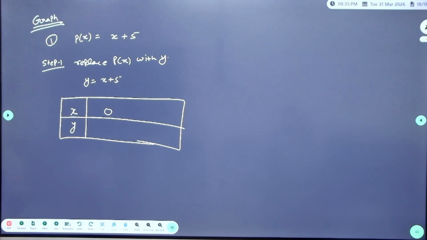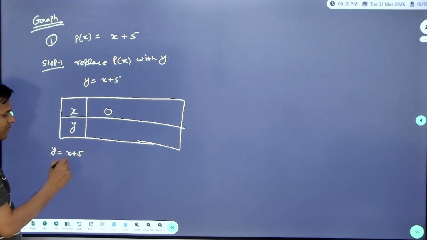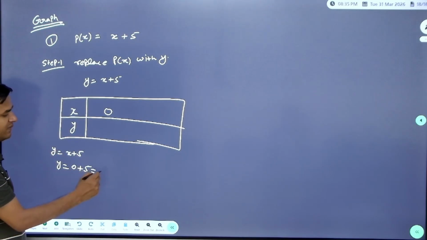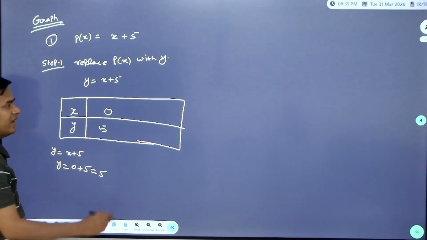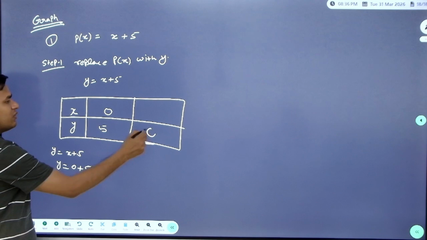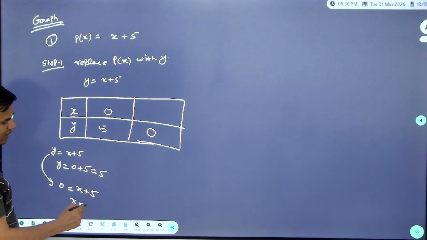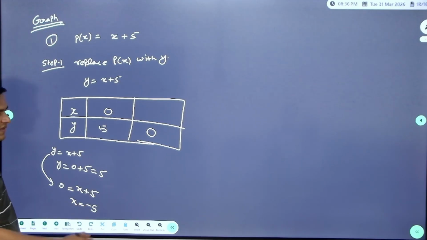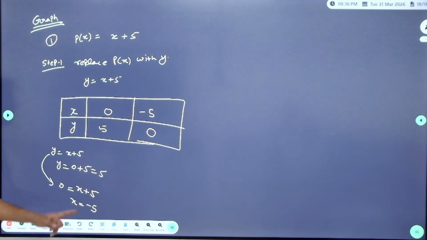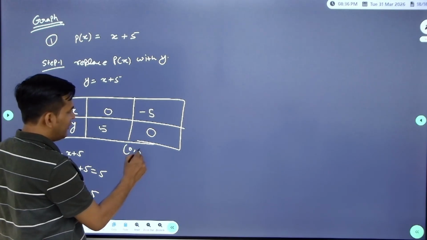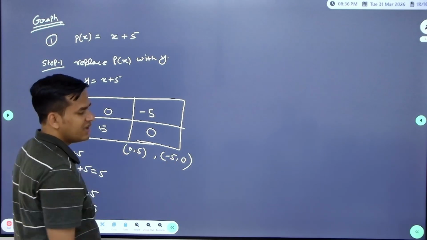If you put x equal to 0 in this, y will be equal to 5. 0 plus 5 is 5 only. So y is equal to 5. In the next one, you can put y is equal to 0. So when you put y is equal to 0, you will get x equal to minus 5. So x is minus 5. So points are 0, 5 and minus 5, 0.